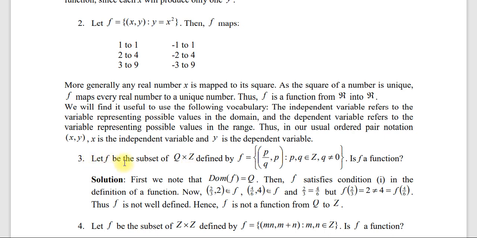Let f be a subset of Q cross Z defined by f equal to the set containing (p/q, p) such that (p, q) is an element of Z and q is different from 0, because q is a denominator, so the denominator must differ from 0. Is f a function?